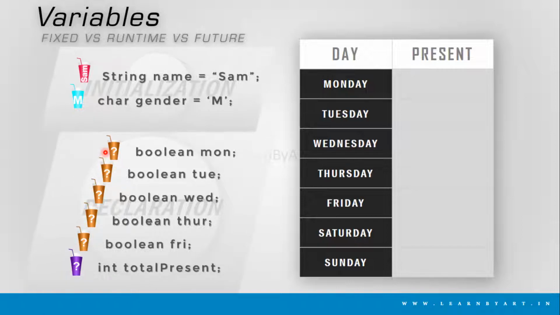That question mark is some kind of value, and those values are called default values for a particular type of variable. In our case, the starting 5 variables are of boolean type, so they will contain the boolean default value, and in the last case we have an integer type of variable. It is going to hold the integer default value.